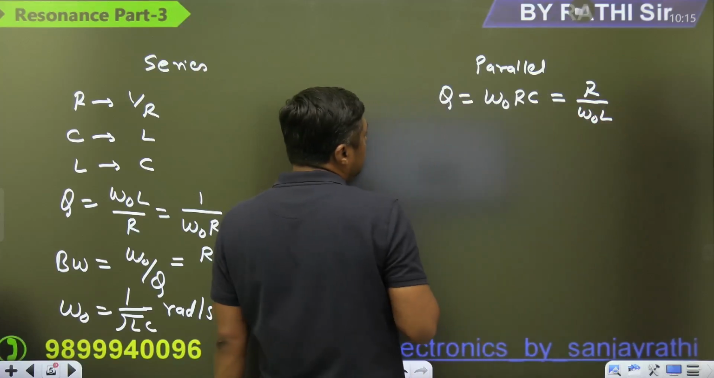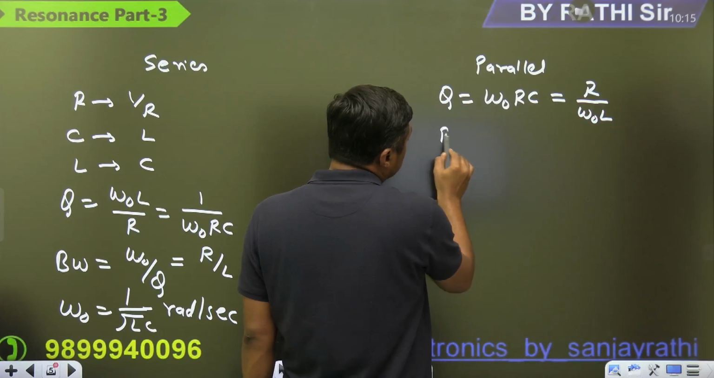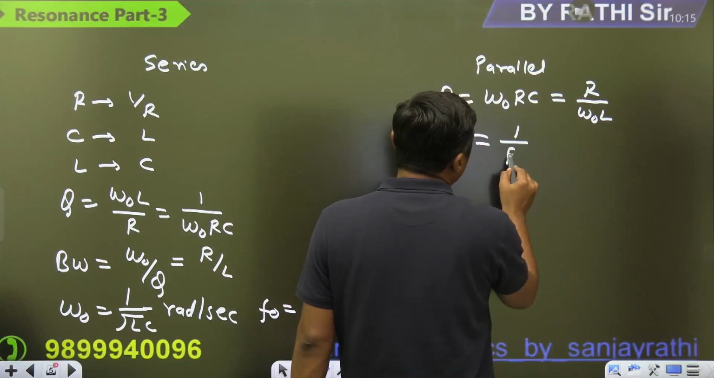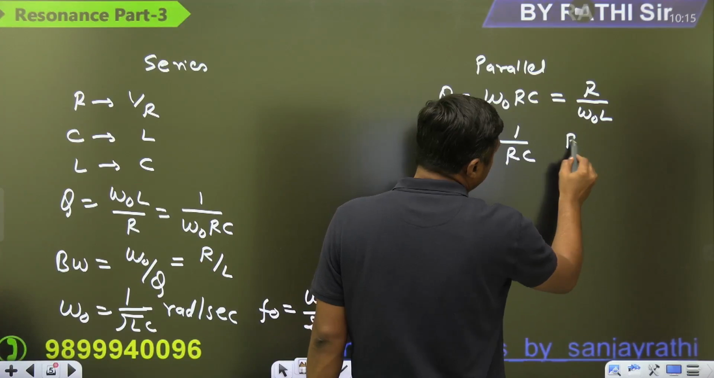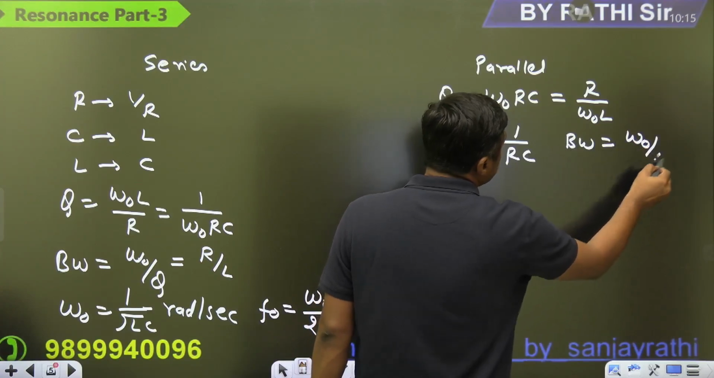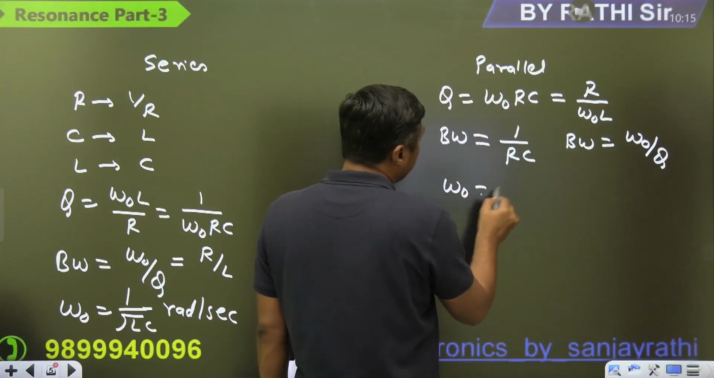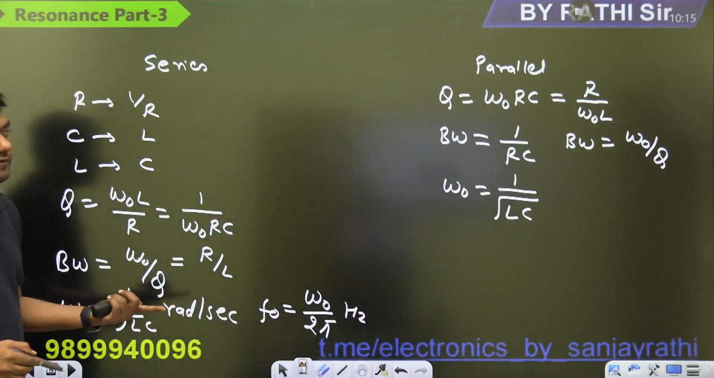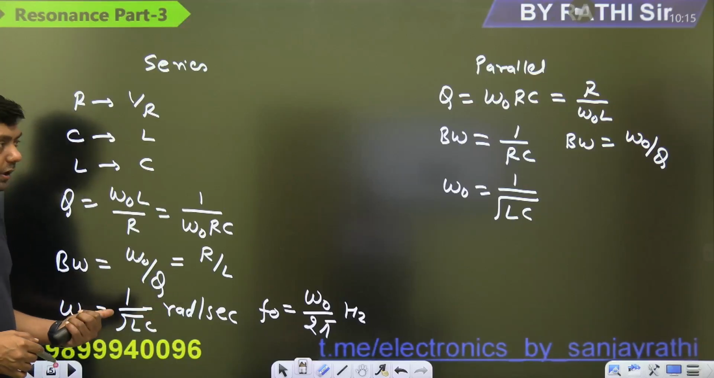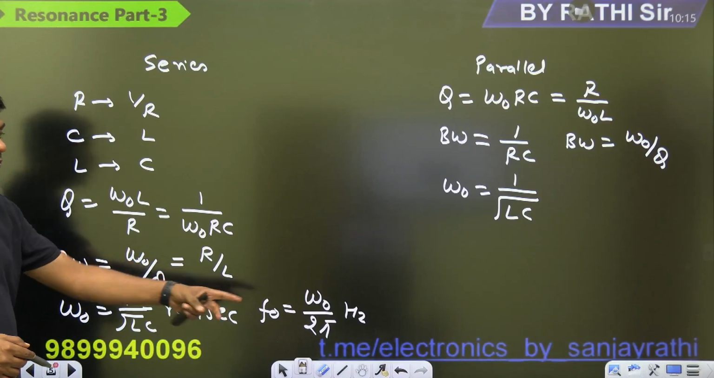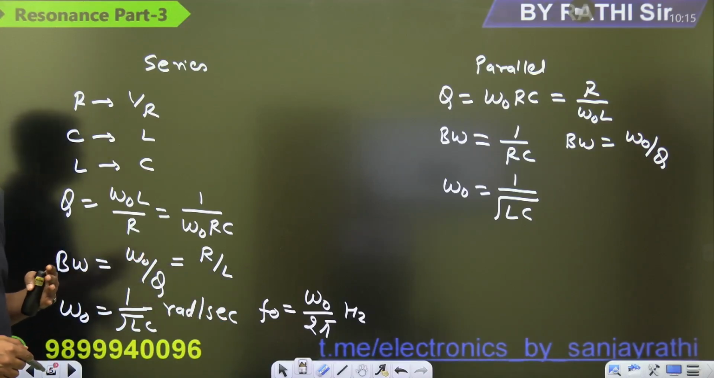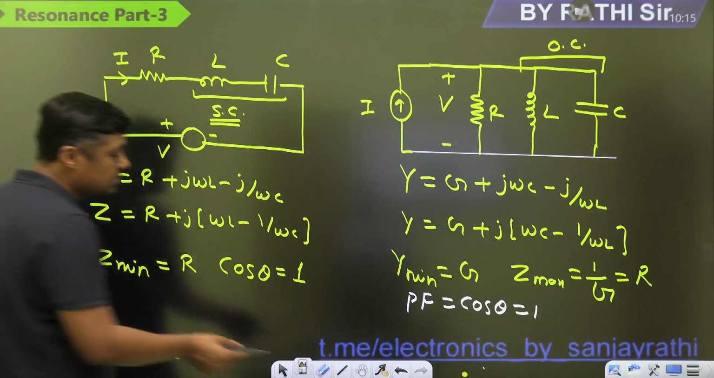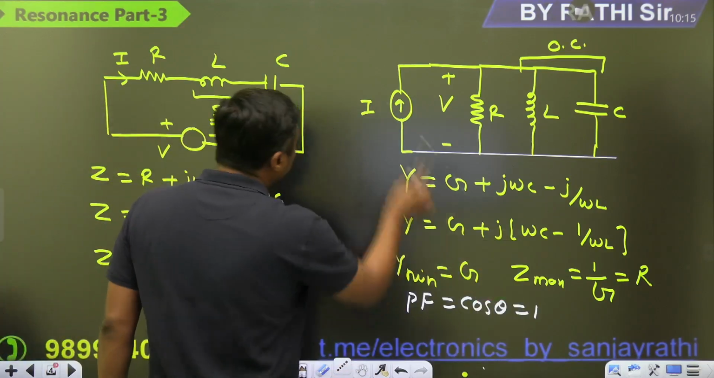Then second, bandwidth. Here, R is replaced by 1 by R, L is replaced by C, so the bandwidth is 1 by RC. The formula for the bandwidth is omega naught by Q, it will remain same. Where the omega naught will remain same, 1 by root over LC. Why? Because L is replaced by C, C is replaced by L, we are getting the same formula for omega naught. And F naught and omega naught relation will remain same. So this is the quick revision, guys, between series and parallel resonance. So first of all, you can make short notes like this.